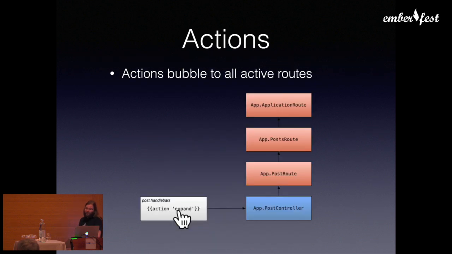Right, next topic, actions. Actions bubble to all active routes. So actions first hit the controller of the template that they are in, and then go to the active child route, up to the next parent route, and finally up to the application route. They do not bubble through controllers. So if you want actions to bubble, your action should be on your routes.